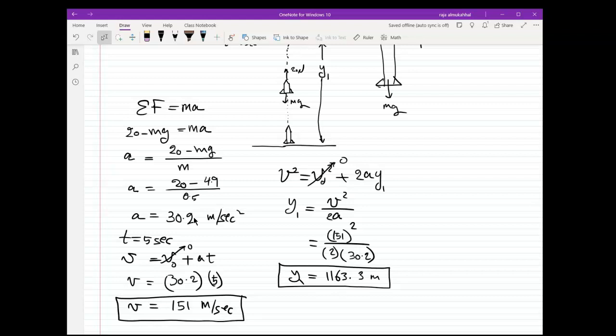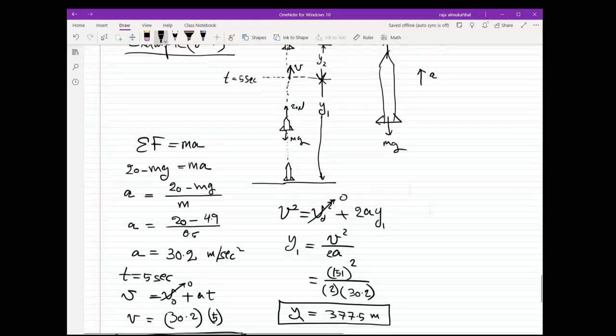Hold on, I'm sorry, let me calculate one more time. I want to make sure I'm doing it right. Divided by 30.2 divided by 2. Sorry, that was the wrong answer. I just didn't look right. Okay, the right answer is 377.5 meters. And there we go. I have gotten the initial height right here.